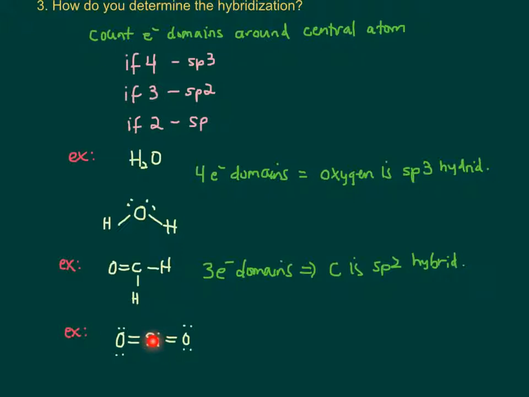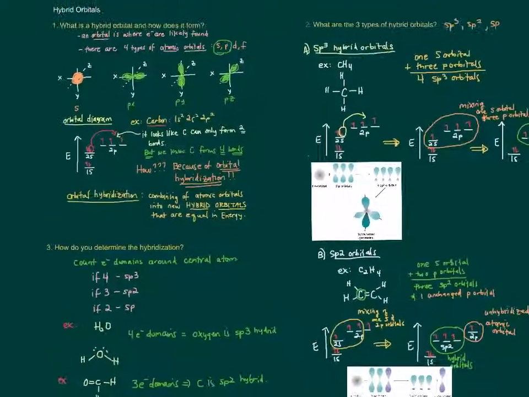This silicon, I want to know its hybridization, so I'm going to count the electron domains. 1, 2. Remember, double bonds still count as one electron domain. So that means with 2 electron domains around the central atom, that silicon is sp hybridized. So that's it. That's hybridization in a nutshell.